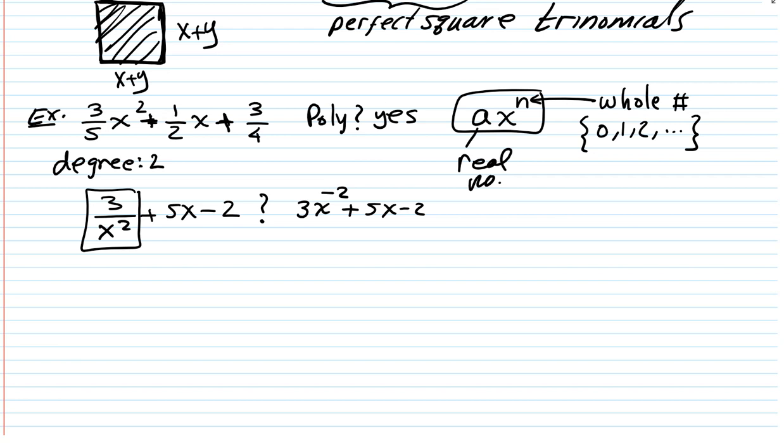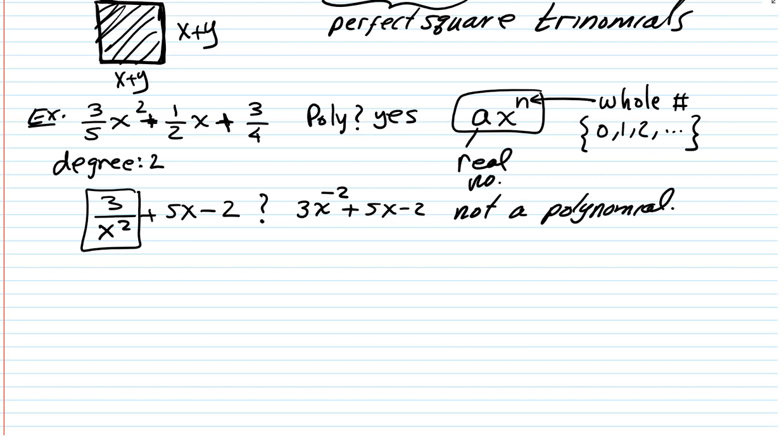Well, look at the exponent here, negative 2. Negative 2 is not in that set. It's not in the set of whole numbers. So, sorry, it doesn't work. Therefore, this one is not a polynomial. Again, the reason it is not is because of that negative 2. The exponents on the variables have to be 0, 1, 2, 3, 4 like that. They cannot be negative numbers. They cannot be fractions. They cannot be radicals, things like that, unless they reduce or simplify to a whole number. Okay, so that's not a polynomial.